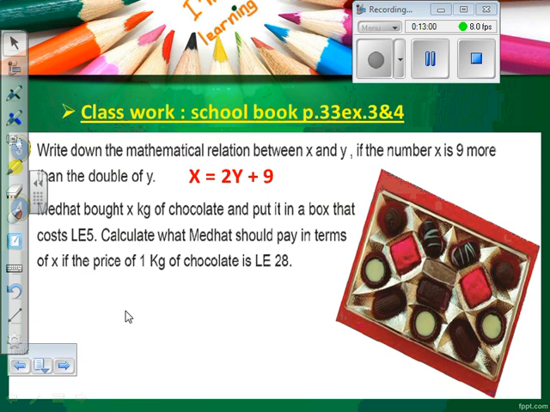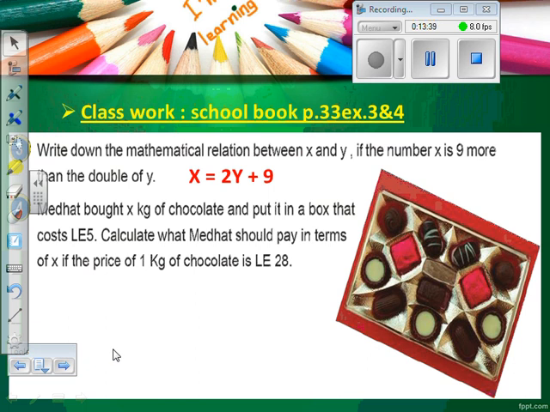Exercise number 4 and the last exercise in our session today. Medhat bought X kilograms of chocolate and put it in a box that cost LE5. The box costs LE5. This is the price of the box. Calculate what Medhat should pay in terms of X if the price of 1 kilogram of chocolate is LE28.